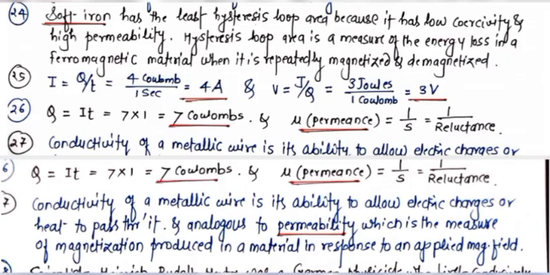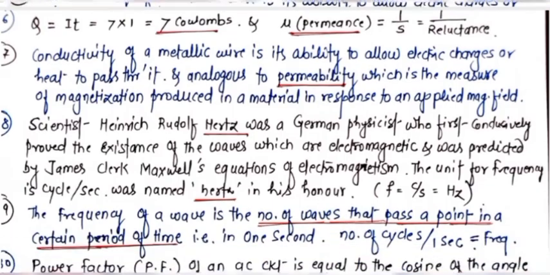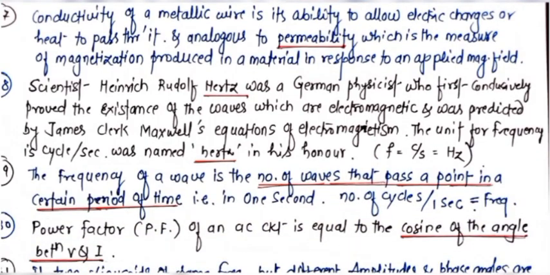Conductivity of a metallic wire is its ability to allow electric charges or heat to pass through it, and is analogous to permeability, which is the measure of magnetization produced in a material in response to an applied magnetic field.